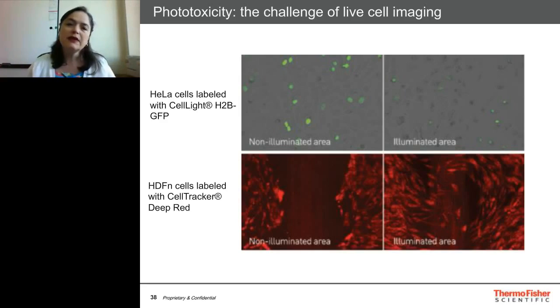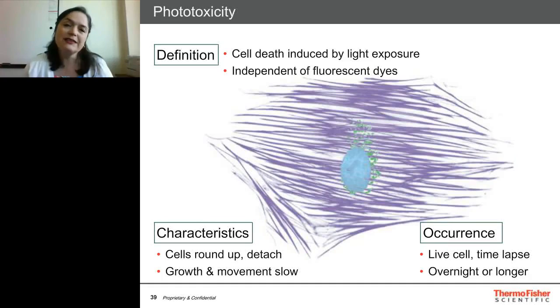So that's phototoxicity, and what that is, is cell death that's induced by light exposure. It tends to be independent of fluorescent labels. They can contribute to some of the toxicity associated with light, but you can cause your cells harm just by shining light on them with no fluorescent label at all.